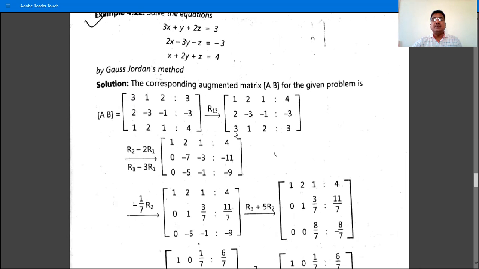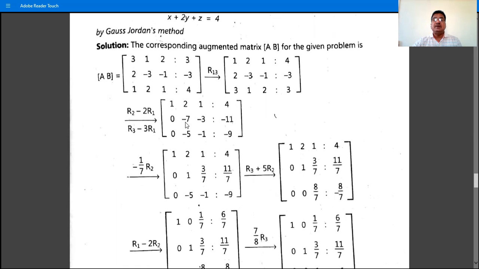In order to reduce 2 and 3 to 0, the operations are R2 minus 2R1, that is, multiply by minus 2 and add in this. And then multiply by minus 3 and add to this one, so R3 minus 3R1. So these are the operations. We have 0 at this place, and these elements are also changed because minus 4 minus 3 becomes minus 7. Then minus 2 minus 1 becomes minus 3. Then minus 8 minus 3 becomes minus 11.